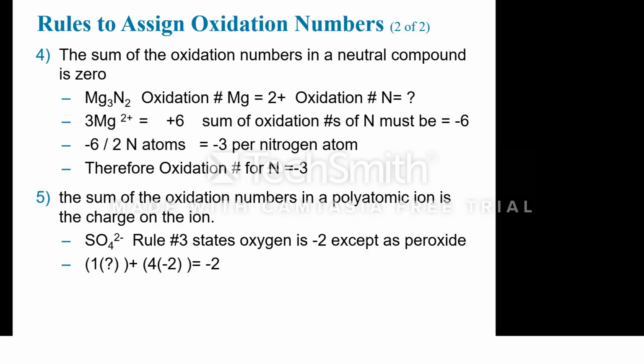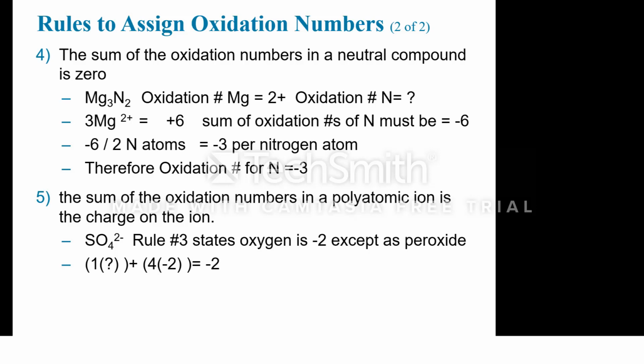Let's go through that one more time. If we have SO4 2-, we have a 2- charge for the polyatomic ion. We have 1 sulfur. We're not sure what the oxidation state is. Plus 4 times the oxidation state of oxygen, which is -2. And this has to equal the charge of the ion. And the ion has a charge of -2.